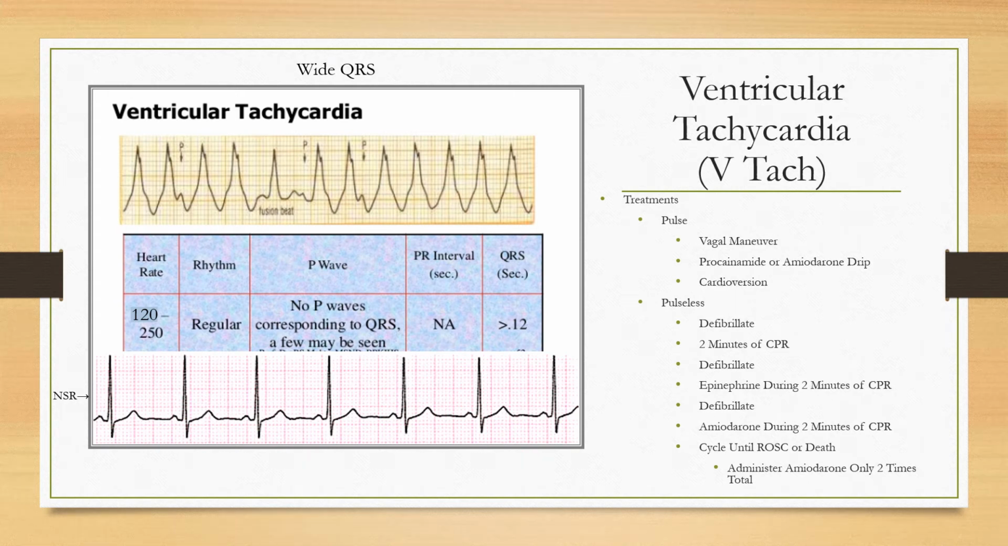Okay, so let's look at the next rhythm, which is ventricular tachycardia. So, a dangerous rhythm, right? This rhythm is originating within the ventricles themselves. Nothing to do with the SA node, AV node. This is a rhythm that originates from ventricles that are irritated.